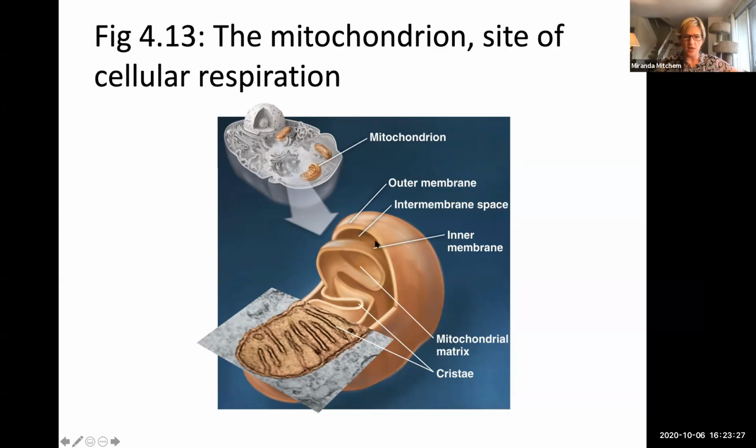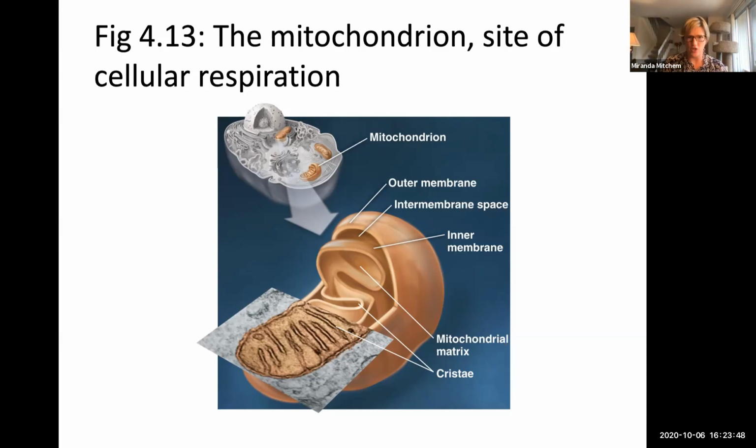And I guess that's really all I wanted to point out about it, but look how extensively folded that inner membrane is. If we took the outer membrane and stretched it out, just say it's this long. We take that inner membrane and stretch it out, it's much longer. So that means that we've got more material to do that job. That's what the folds do.